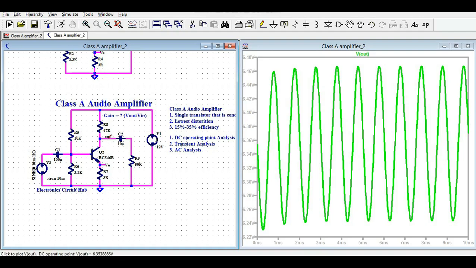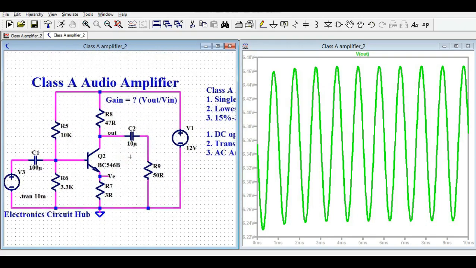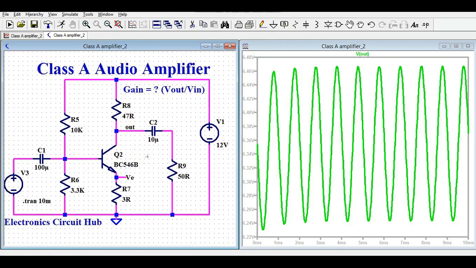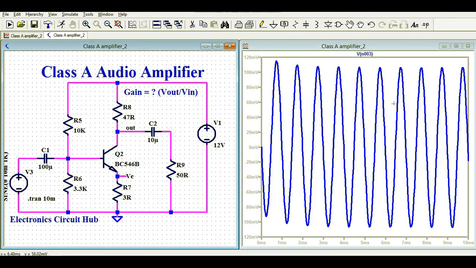You can see the output here, and since this output has the DC components on it, that is why I have connected this capacitor C2 to remove the DC components. Let me click here. Once you click here, you can see how much your output is. Let me show you, 107.4, somewhere around 107.4 or 107.